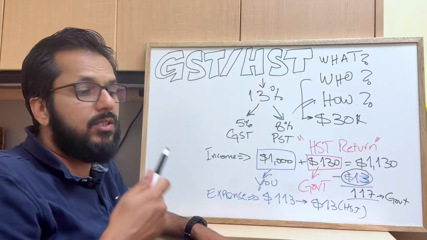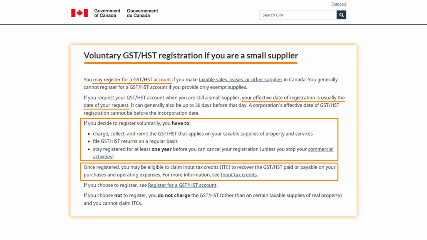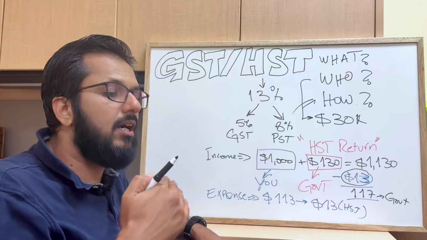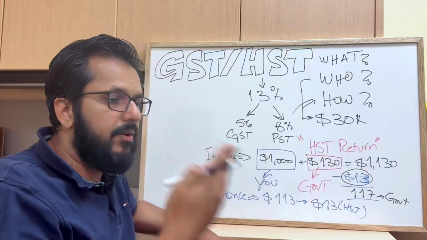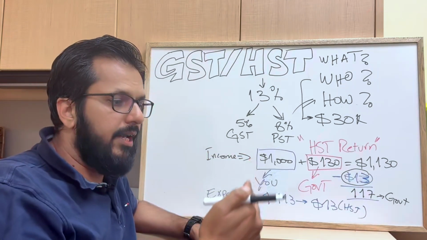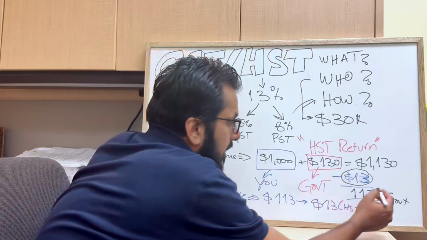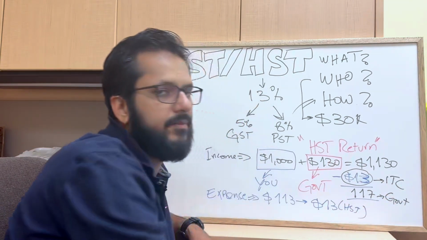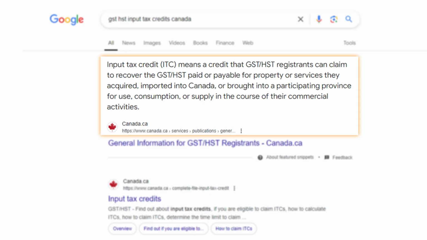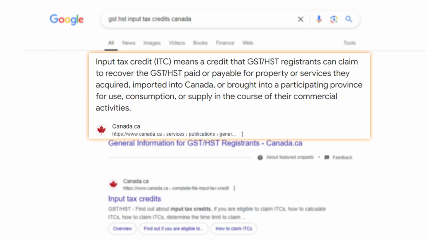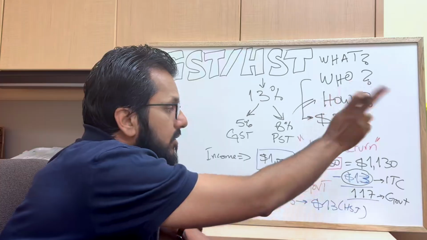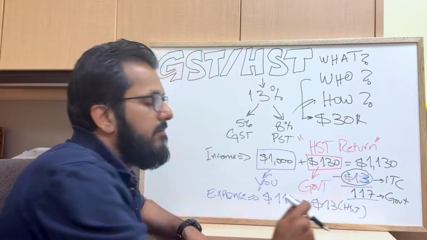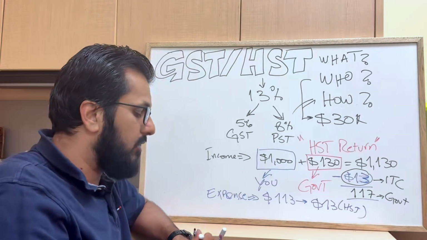That is why a lot of businesses voluntarily register for HST, because once they register for HST, they can start recovering their HST inputs. So we call this $13 ITC, input tax credit. You must have heard of it. This ITC you can claim against the HST that you have to remit to the government. So this is the collected amount, this is the ITC, this is the remittance amount, the amount that you're going to send to the government.